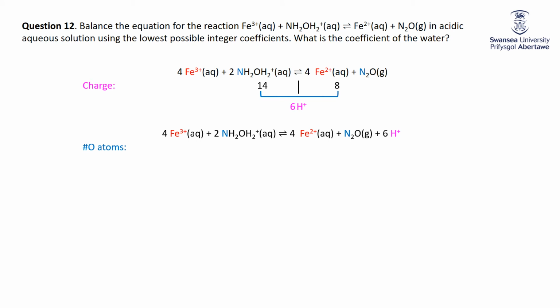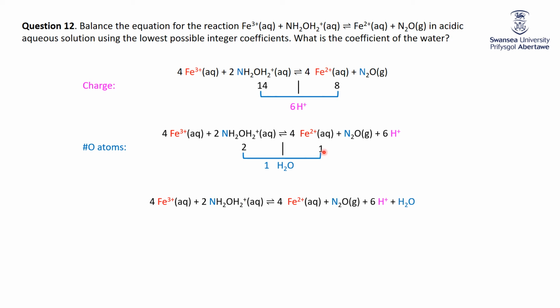Now let's think about the oxygens. We've got a total of 2 oxygens on the left, 1 on the right, so a difference of just 1, which will be balanced by water. Which side will the water go? Well, again, onto the right, because that is the one that needs it. Again, you have teachers who say that the H2O always goes on the opposite side of the H+, and it does 95% of the time.